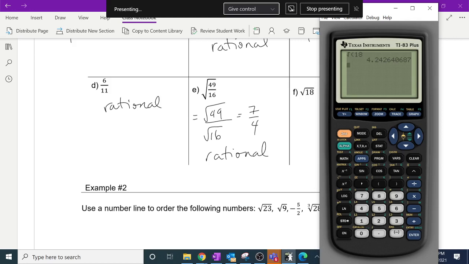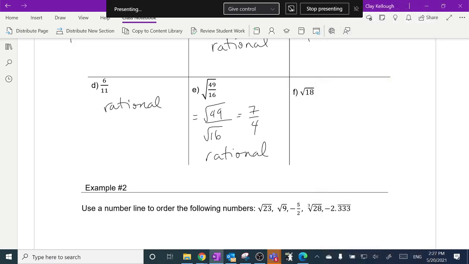The rule being that if you try square rooting a perfect square, you get a whole number. If you try square rooting a non-perfect square, you get an irrational number. So this one is irrational because 18 is not a perfect square.